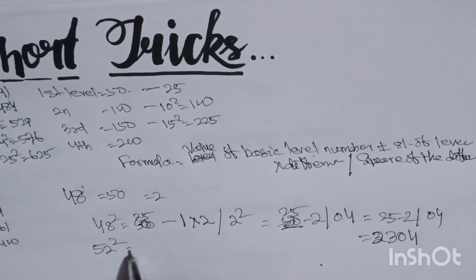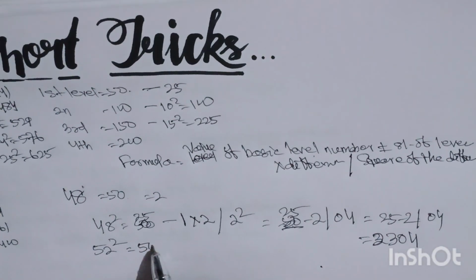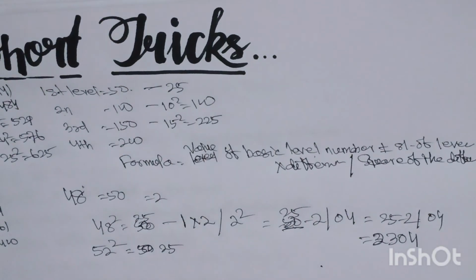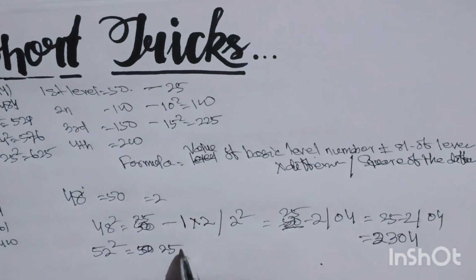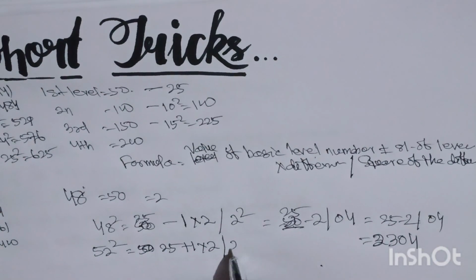Level is equal to 50. First level number is equal to 50, but the value is equal to 25. So 25 is used, plus 1 into 2 oblique 2 square.